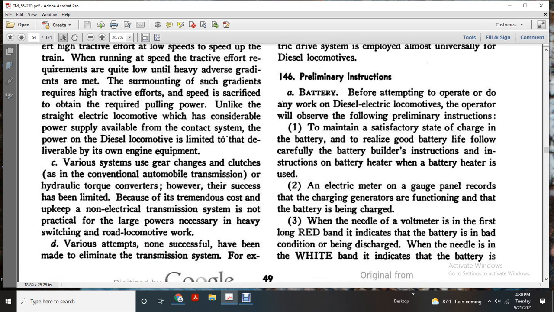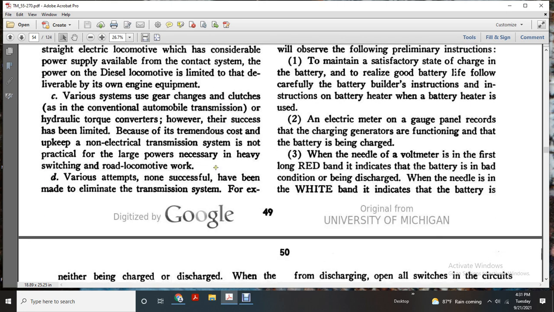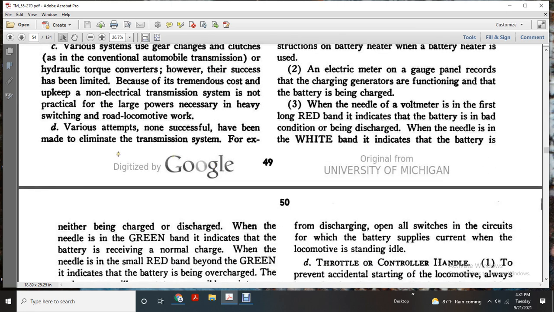Three: when the needle of the voltmeter is in the long red band, it indicates the battery is in bad condition, being discharged. When the needle is in the white band, it indicates the battery is neither being charged nor discharged.